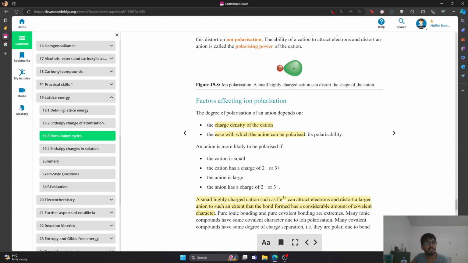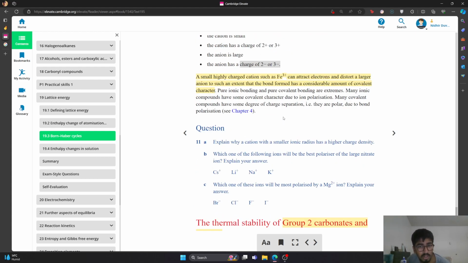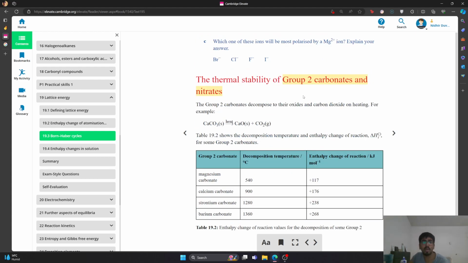So again, it depends. What matters is the charge density of the cation. If the cation is small and has a high charge, that's good. The cation is the positive charge. If the anion, the negative charge, is large and has a large negative charge, that's bad for the electron cloud, so it gets pulled, right? That's what they're talking about here. Feel free to go through the book again.